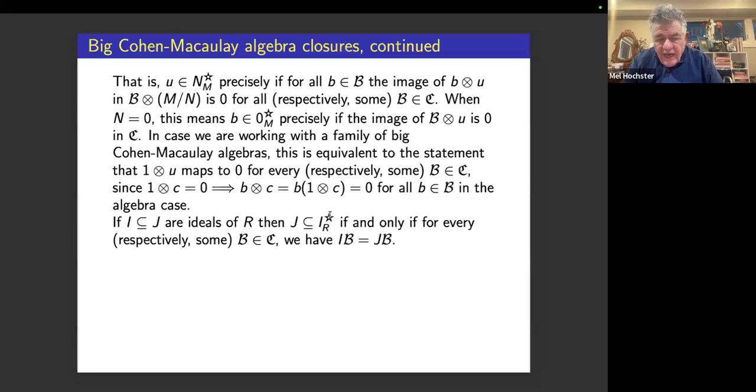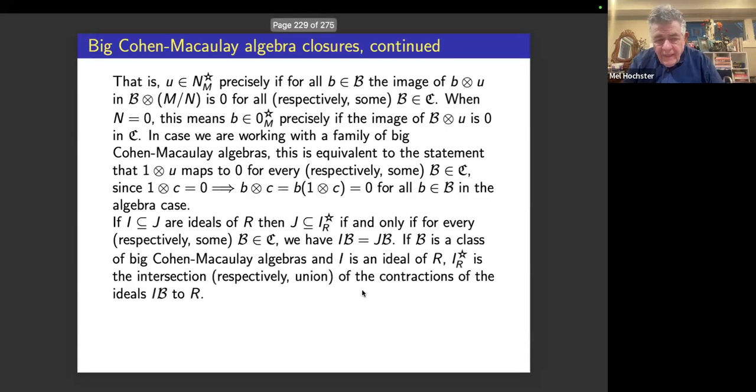For ideals, J is contained in this closure of I if and only if for every algebra or module B, IB equals JB. And in the case of an ideal, this closure is the union of the contractions when you expand to a big Cohen-Macaulay algebra.